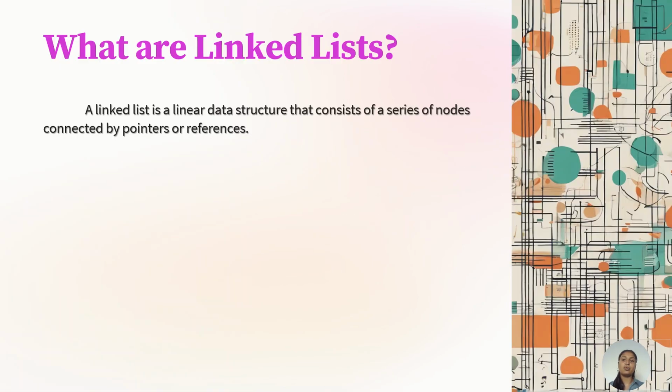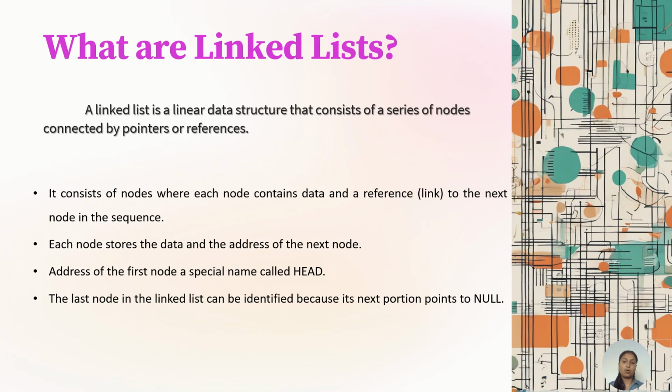In this video, I'm going to talk about what linked lists are. A linked list is a linear data structure that consists of a series of nodes connected by pointers or references. Each node contains data and a reference or link to the next node in the sequence. Each node stores the data and the address of the next node. The address of the first node has a special name called the head. The last node in the linked list can be identified because its next portion points to null, and it is called the tail.